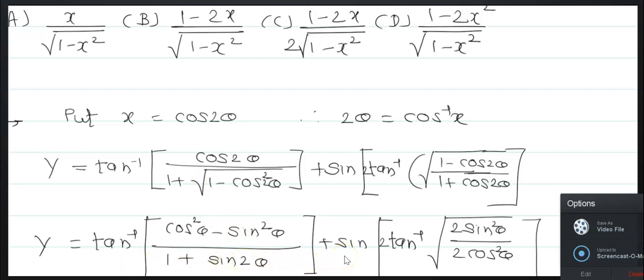Next is sine of 2 tan inverse of root of 1 minus cos of 2 theta, which means 2 sin square theta, upon 1 plus cos of 2 theta, which means 2 cos square theta. The 2 gets cancelled, and this 2 gets cancelled. You are getting tan square theta, and its square root is tan theta. Now see this next.